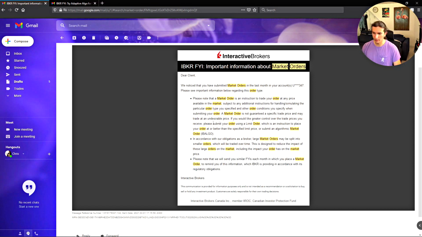I'm going to keep reading it, then I'll give you my interpretation. In accordance with our obligations as a broker, large market orders may be split into smaller orders, which will be traded over time. That makes sense. This is designed to reduce the impact of these large orders on the market, including the impact your order has on the market price. Now, believe it or not, this might not be ideal for some traders. Like, if you're actually trying to buy all the offers available in the market, you don't want your broker to be splitting up your order. You actually want to buy all the offers at one time. That's something more niche. It's just an example I could think of where a trader might not want their broker to split up a large market order because maybe the trader actually intended to submit that order all at once.